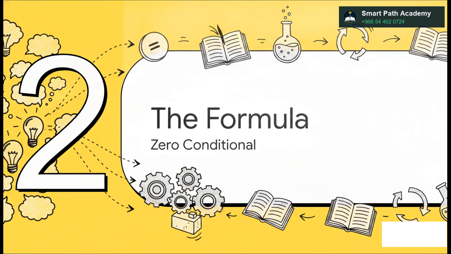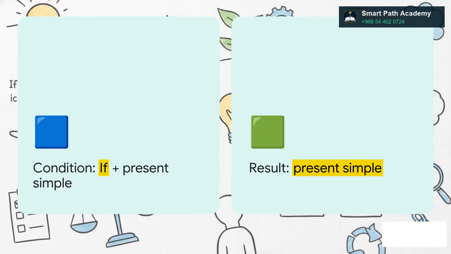Section 2. The zero conditional formula. Notice how simple the math of this language actually is. We construct this in two easy parts. On the left side, check out that blue label. This is our condition. If plus a verb in the present simple tense. Then, on the right side, look at the green label. This is our result, and it also uses a verb in the present simple tense. Present simple, present simple. It's that straightforward.